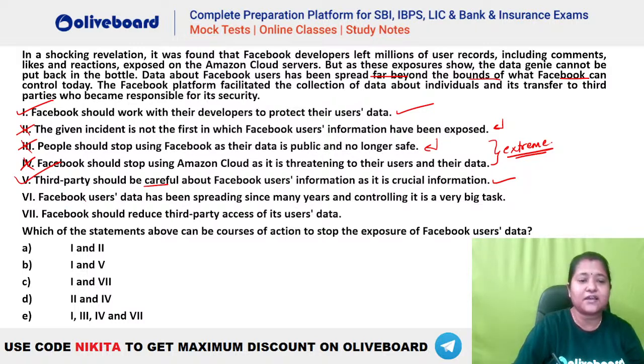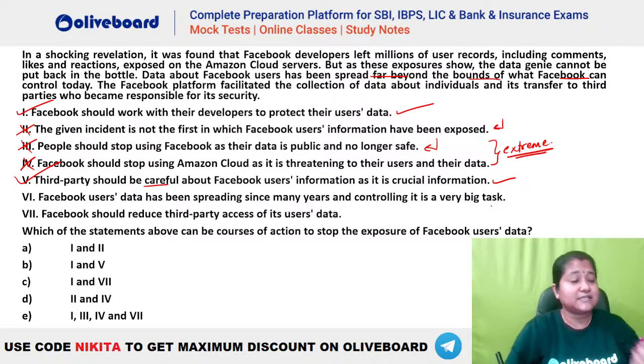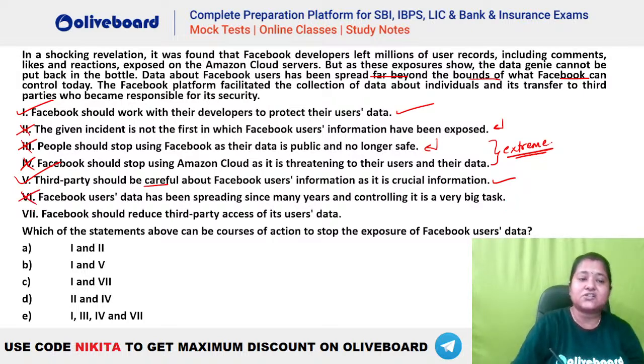6 and 7, what are they saying? Facebook's users data has been spreading since many years and controlling it is a very big task. Again, you can see no course of action or no steps has been mentioned in here, right? This is not talking about the necessary steps that should be taken in here. That is why 6 is also not the right answer.